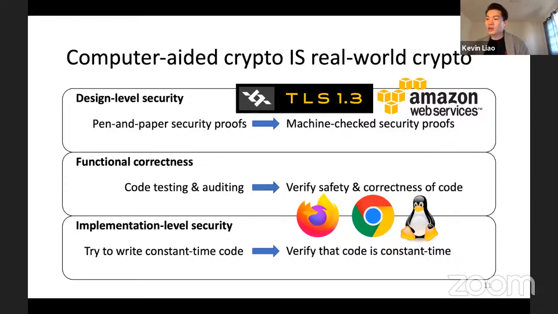And at this point, I think it's important to emphasize that computer-aided crypto is not just academic crypto. It really is real-world crypto. And I've already touched on TLS 1.3, but AWS's key management service also has machine-checked proof of security. And provably secure and correct code is also being deployed at scale in Firefox, Google's BoringSSL library, and more recently in the Linux kernel.